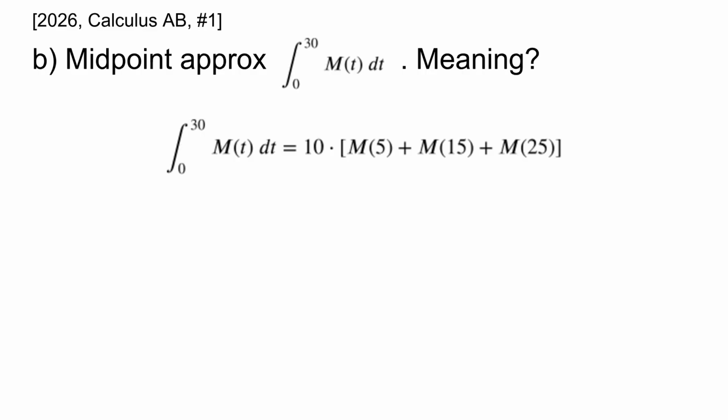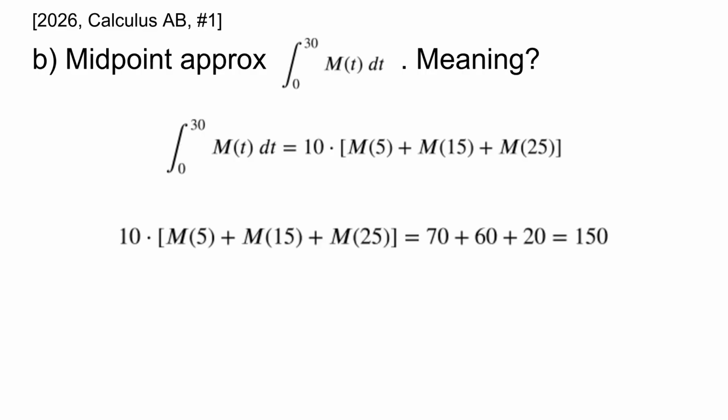For this, we get the integral from 0 to 30 of m of t dt equals 10 times the sum of the values of m of 5, m of 15, and m of 25. We can do this because the intervals are of a uniform width, specifically 10. 10 times the sum of m of 5 plus m of 15 plus m of 25 is 70 plus 60 plus 20, which turns out to be 150. So we get a value of 150 for the integral from 0 to 30 of m of t dt.